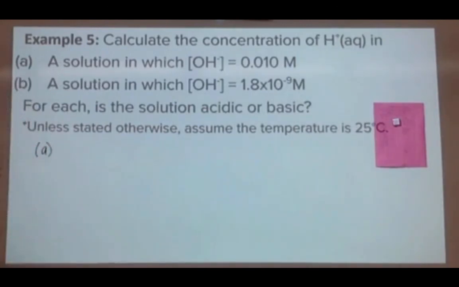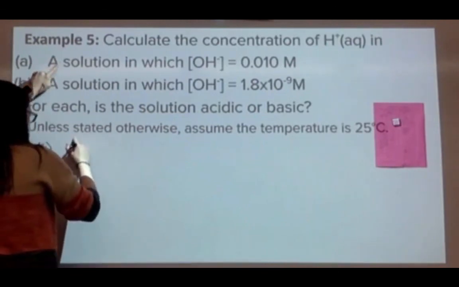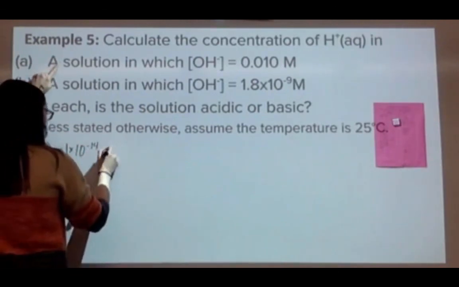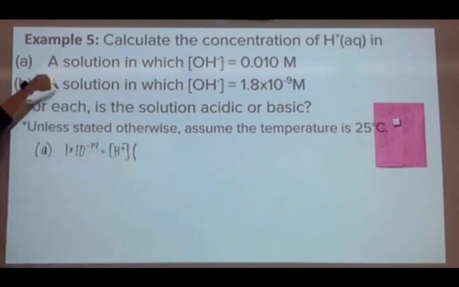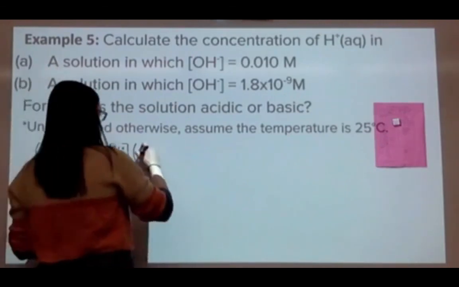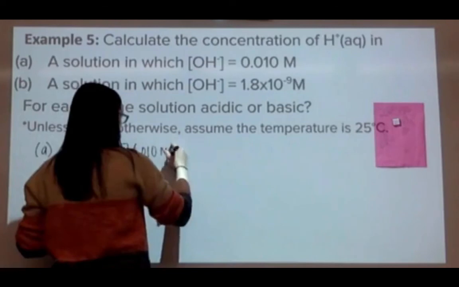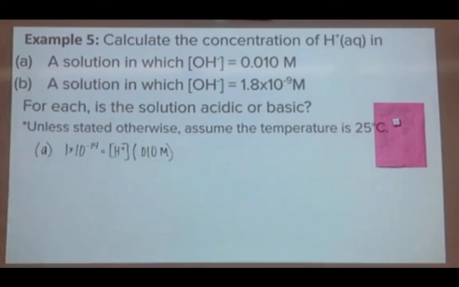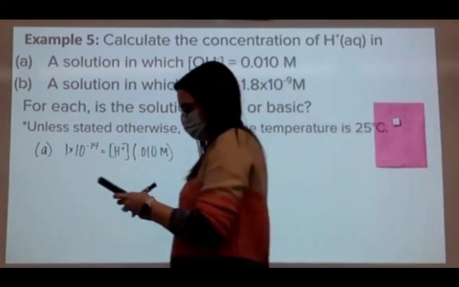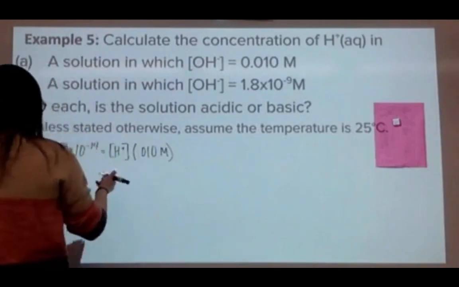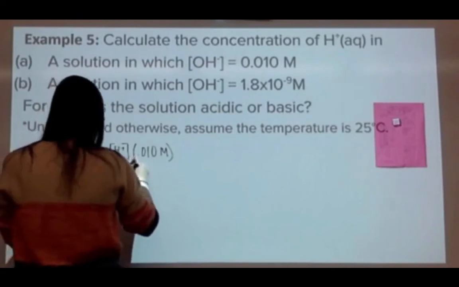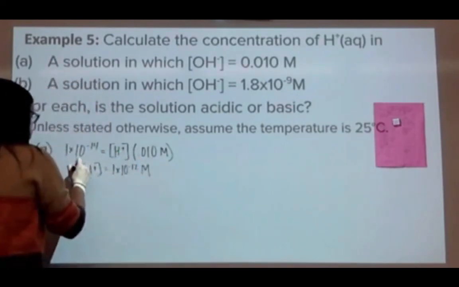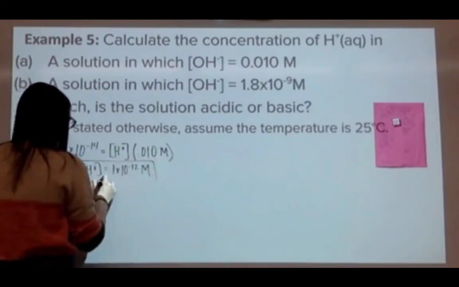So if I look at part A, I know that KW, which is 1 times 10 to the negative 14, equals H plus times the concentration of OH minus. In this case it is 0.01 molar. So I can solve. So 1 e negative 14 divided by 0.01. H plus concentration is 1 times 10 to the negative 12. Don't forget that brackets means molarity.